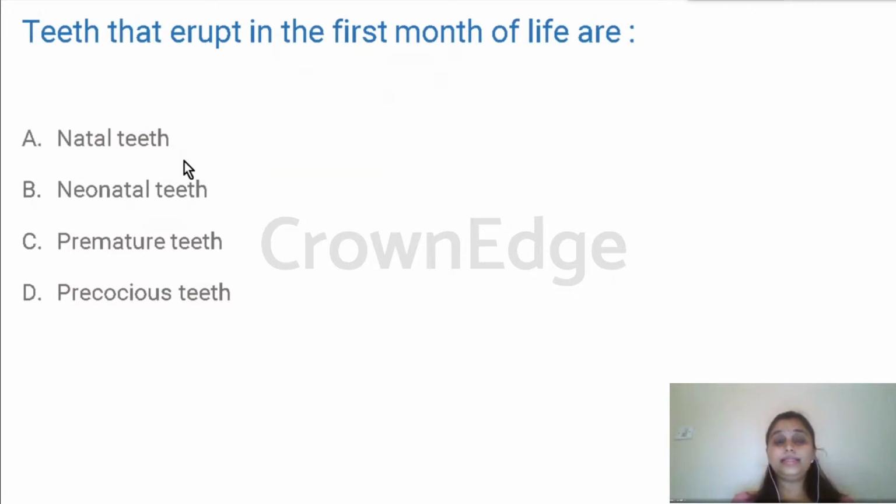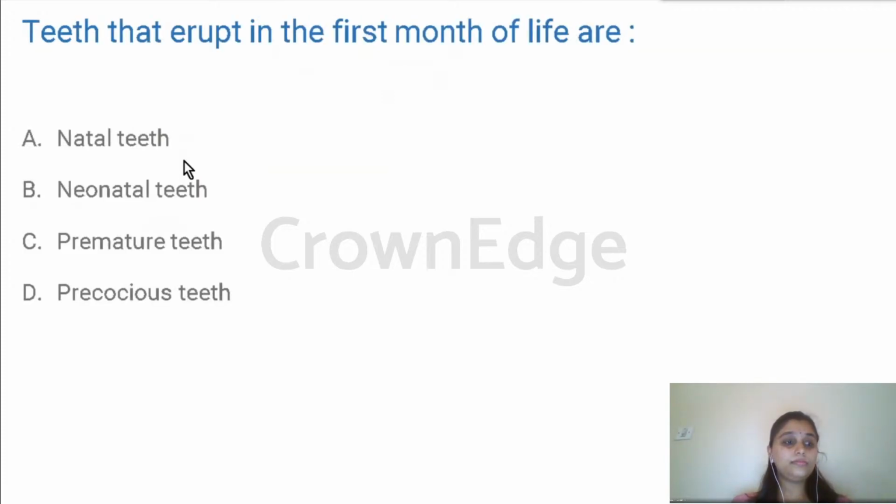Now, this is related to the anomalies that could develop in the neonatal. So, like I said, gum pad region, there are no teeth present. Okay, but you do have some aberrations from that. So, the teeth that erupt in the first month of life are natal teeth, neonatal teeth, premature teeth, and precocious teeth. So the question says erupt in the first month of life. So that is the keyword, the part of the question that you should pay more attention to. So erupt in the first month of life. What is the answer?